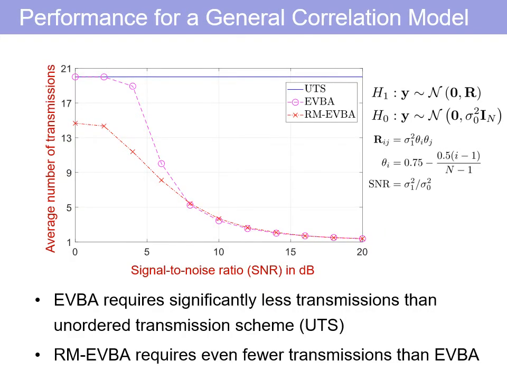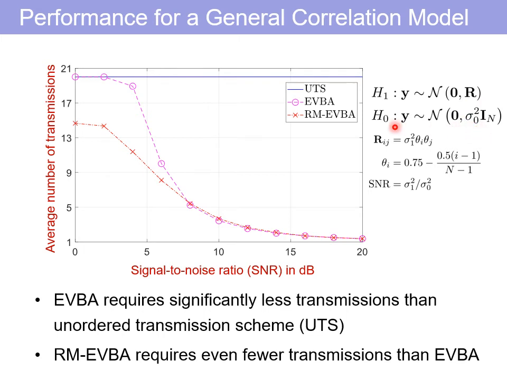So now let me show the performance of this scheme. We'll do it for a very general correlation model, and for performance what we'll study is the average number of transmissions. The smaller the better. And we know that the error probability is the lowest possible value, so we don't need to compare that. And we'll do it for a very general model. Under H1, y is a Gaussian random variable with mean 0 and a covariance matrix R. And under H0, y is basically just noise-only measurement, so the covariance matrix is an identity matrix with a variance sigma naught square.